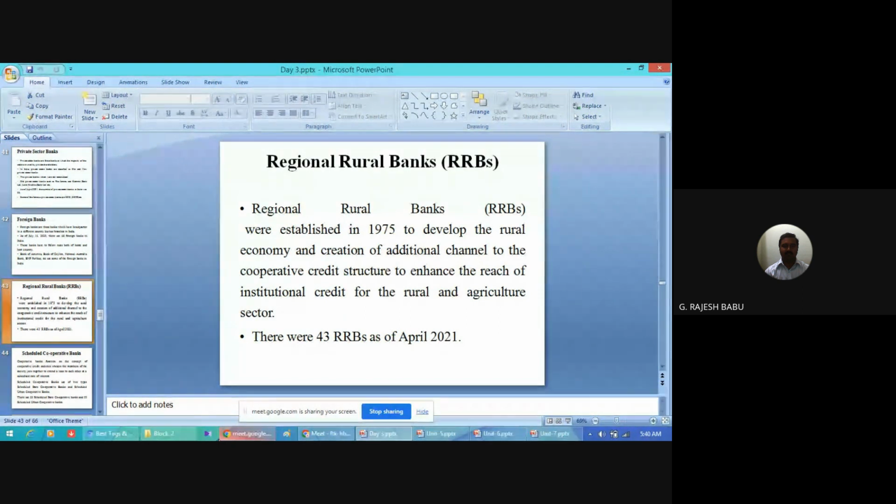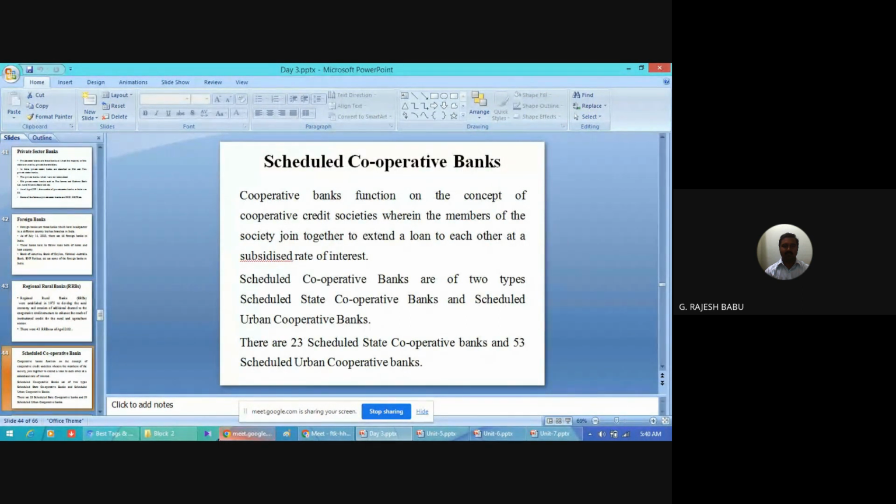Next one, scheduled cooperative banks. Cooperative banks function on the concept of cooperative credit society, wherein the members of the society join together to extend a loan to each other at a subsidized rate of interest. Scheduled cooperative banks are of two types: scheduled state cooperative banks and scheduled urban cooperative banks. There are 23 scheduled state cooperative banks and 53 scheduled urban cooperative banks in India.